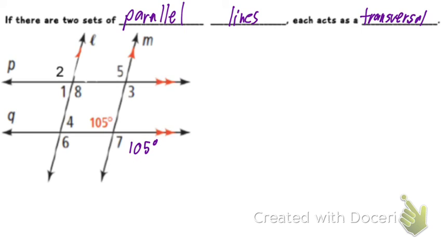Because if we cover the top line, they're both on the same side of the transversal Q, right? And they're both interior of these two parallel lines. So what do we know about same side interior angles? They are supplementary. So what's angle 4 going to be? 75 degrees. Very good. Raise your hand if you have another angle we can find.